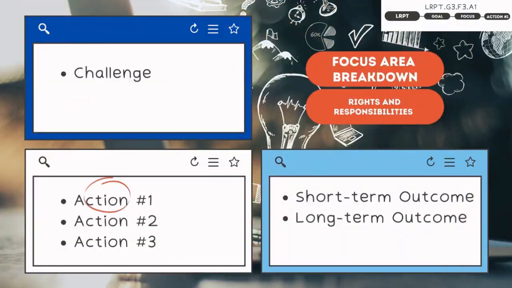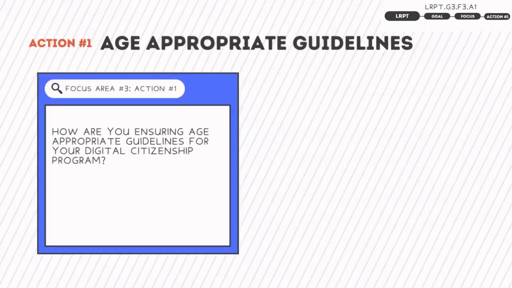We know the challenge. Now, let's think about our first action. Action number 1 is ensuring age-appropriate guidelines in your digital citizenship program. How is your district ensuring age-appropriate guidelines?